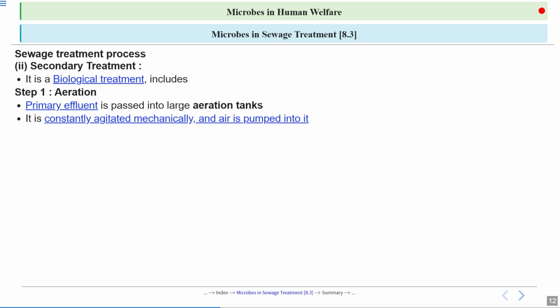It is constantly agitated mechanically and the air is pumped into it. So the water is stirred continuously and the air is bubbled through it. So aeration is being done. And it is rotated, agitated also, so that the air can spread evenly. This allows for vigorous growth of useful aerobic microorganisms and flocs. So what does this mean? This means that it helps good bacteria that need oxygen to grow quickly in clumps. So aerobic bacteria are being used here.